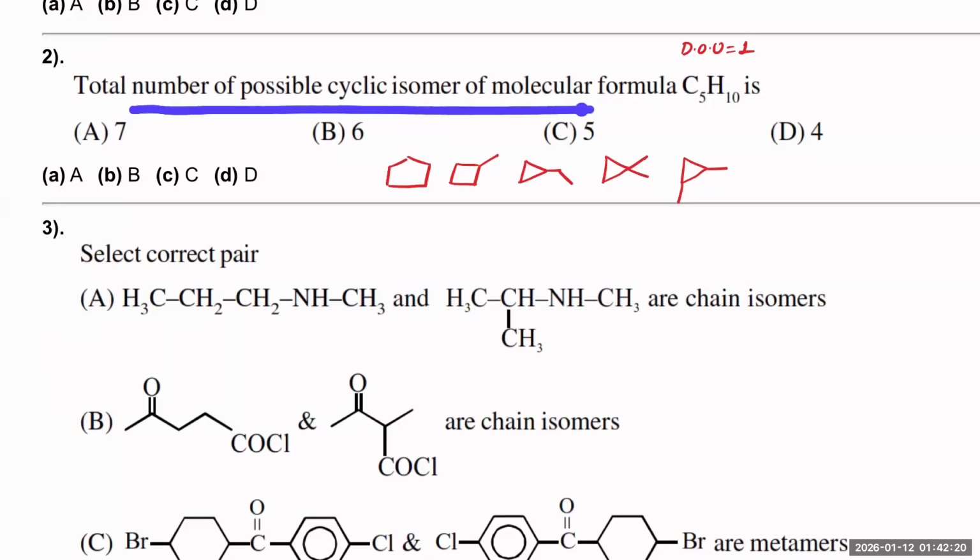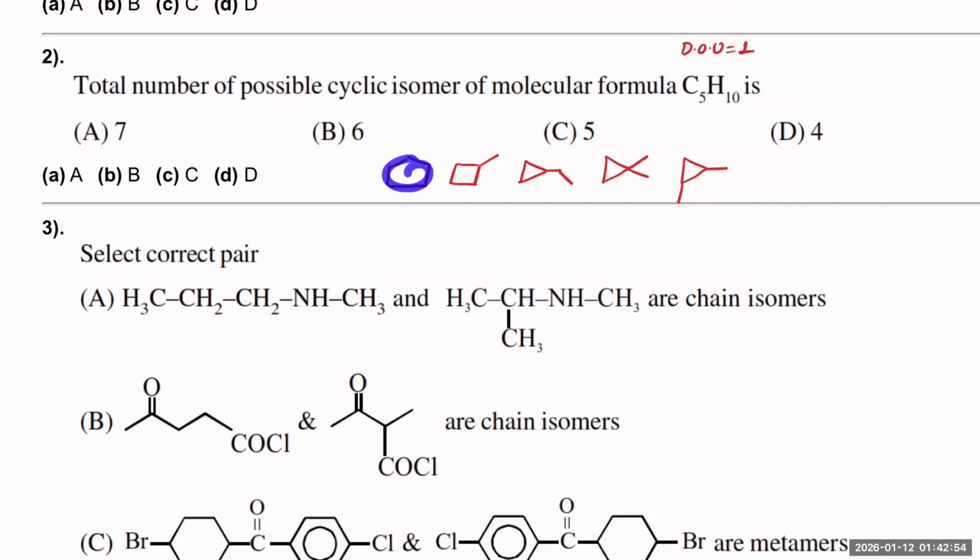Since I didn't specify stereoisomers, you always take it as a total, that means structural plus stereo, correct? I should have mentioned it as structural here because we were discussing more of the structural kind. But usually, if the question comes like this, it is always meant to include stereo.